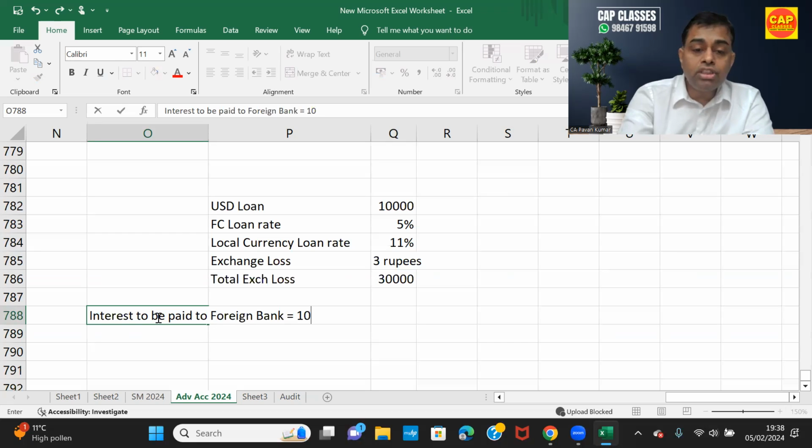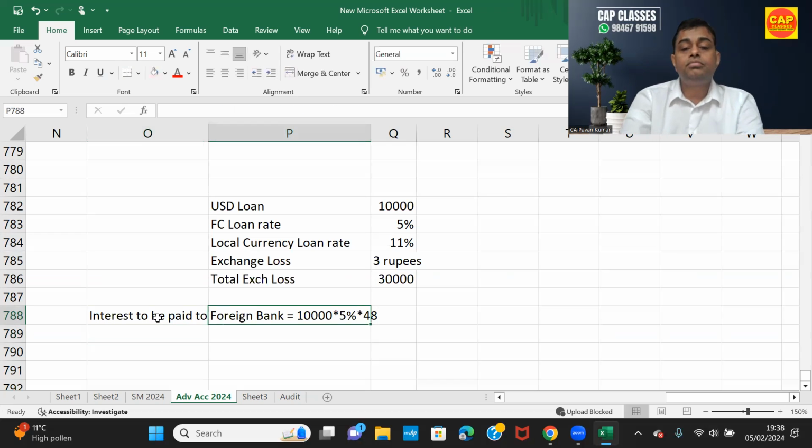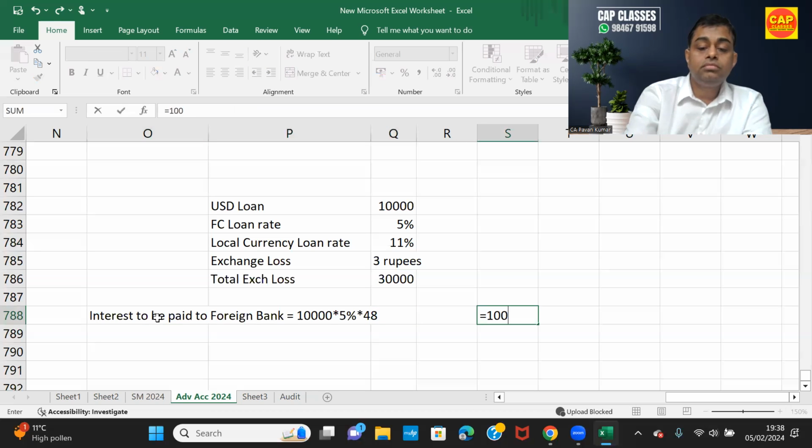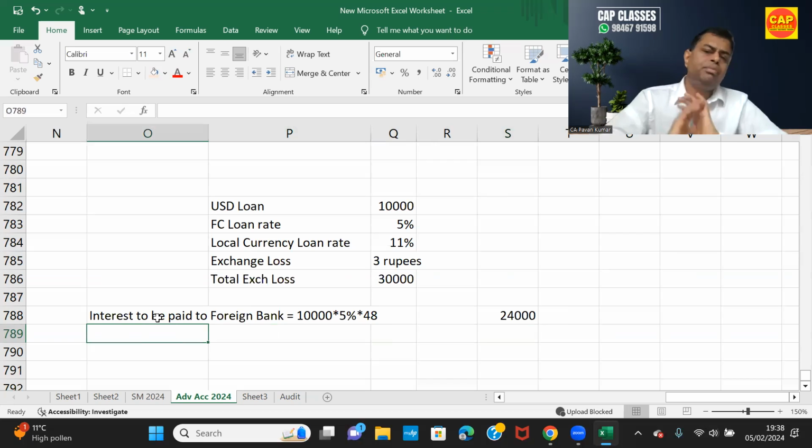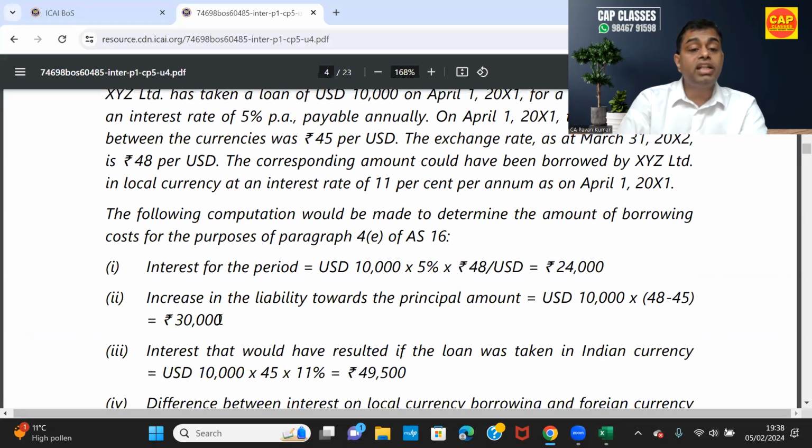How much? You borrowed 10,000. The interest rate is 5% into 48. On that day, the exchange rate is 48. 10,000 into 5% into 48. So in total you need to pay 24,000. This is component 1. No problem. Happily you can pay this. But there is an exchange loss, 30,000.